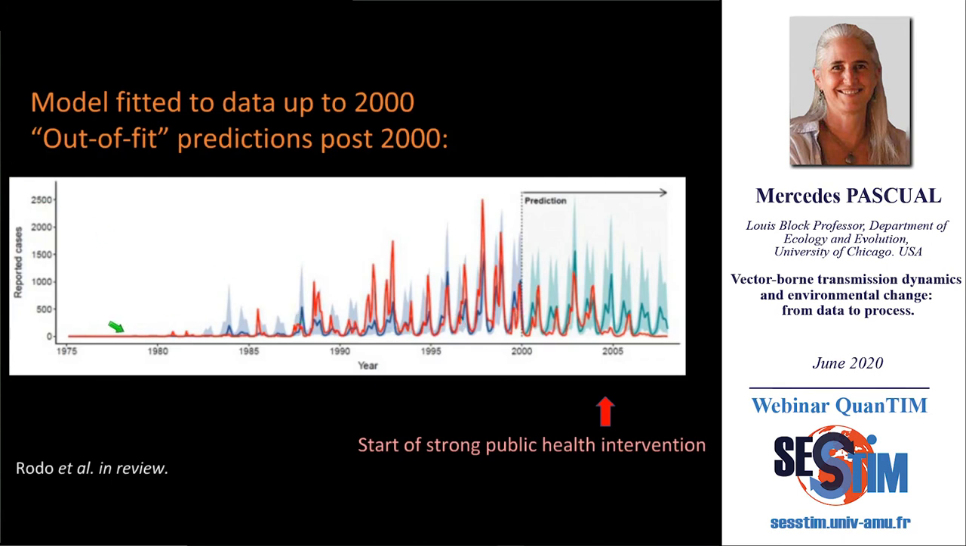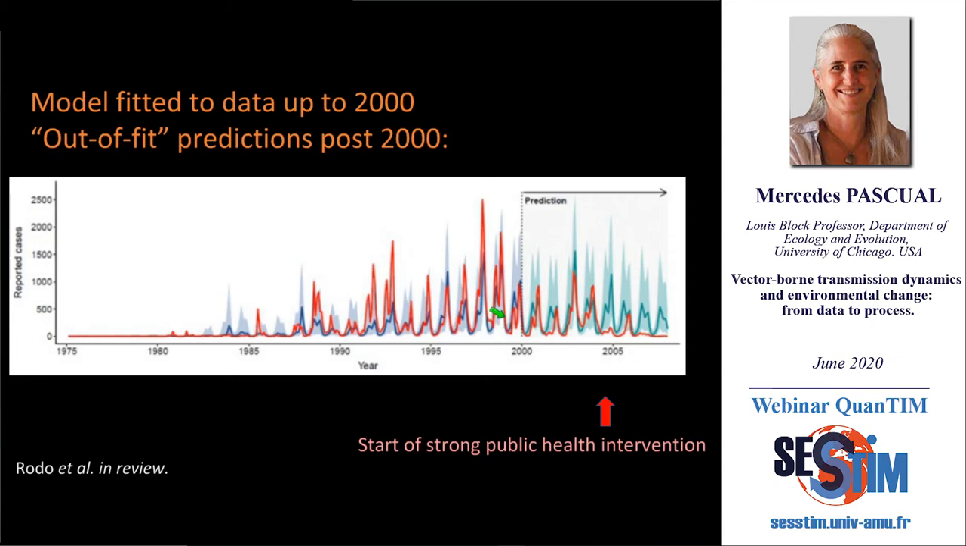We fitted the model to the data in red up to 2000, and then we predict, so these data post 2000 were not used at all to inform the model. I'm showing you here the data, and the blue is the median. Since we have this stochastic model with noise, you see here the variation that we have around the median in blue. And then we have our predictions going forward.